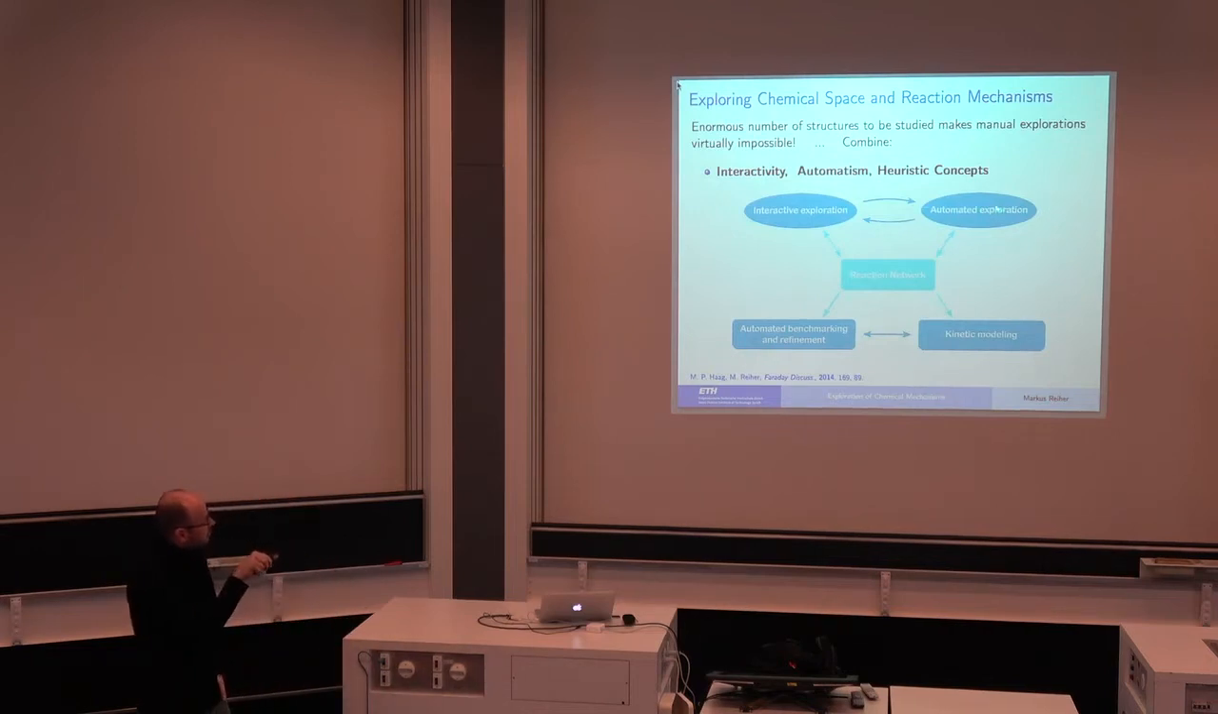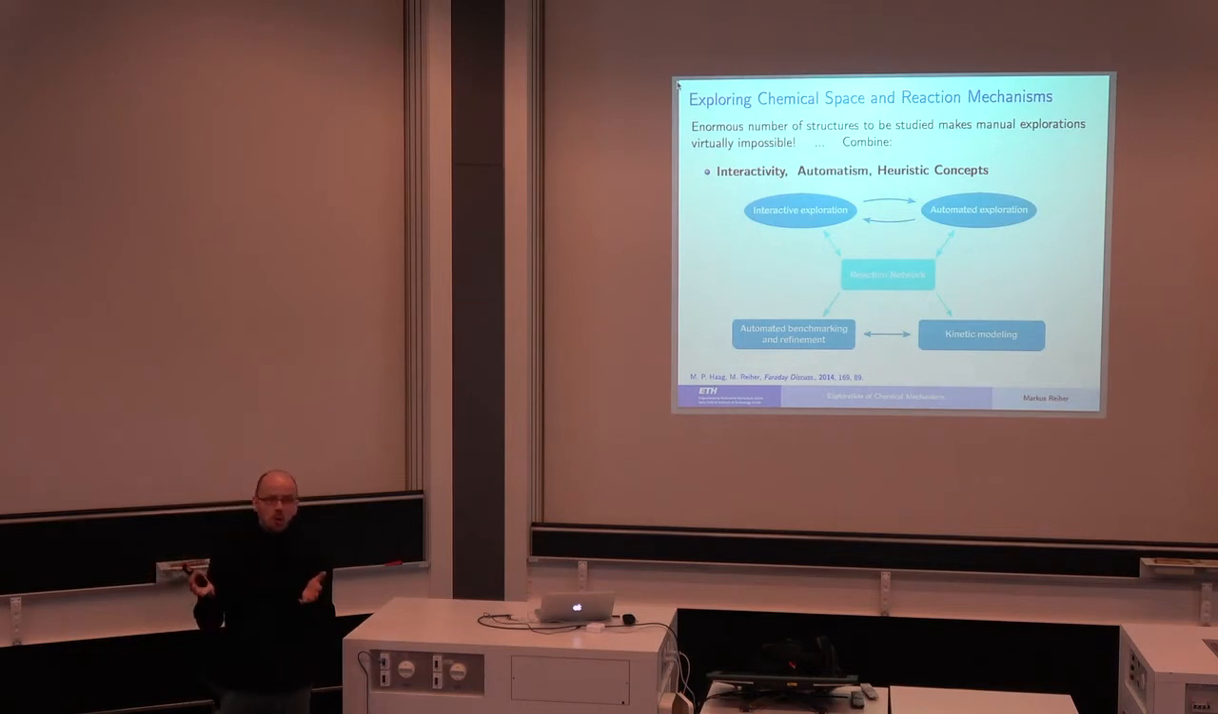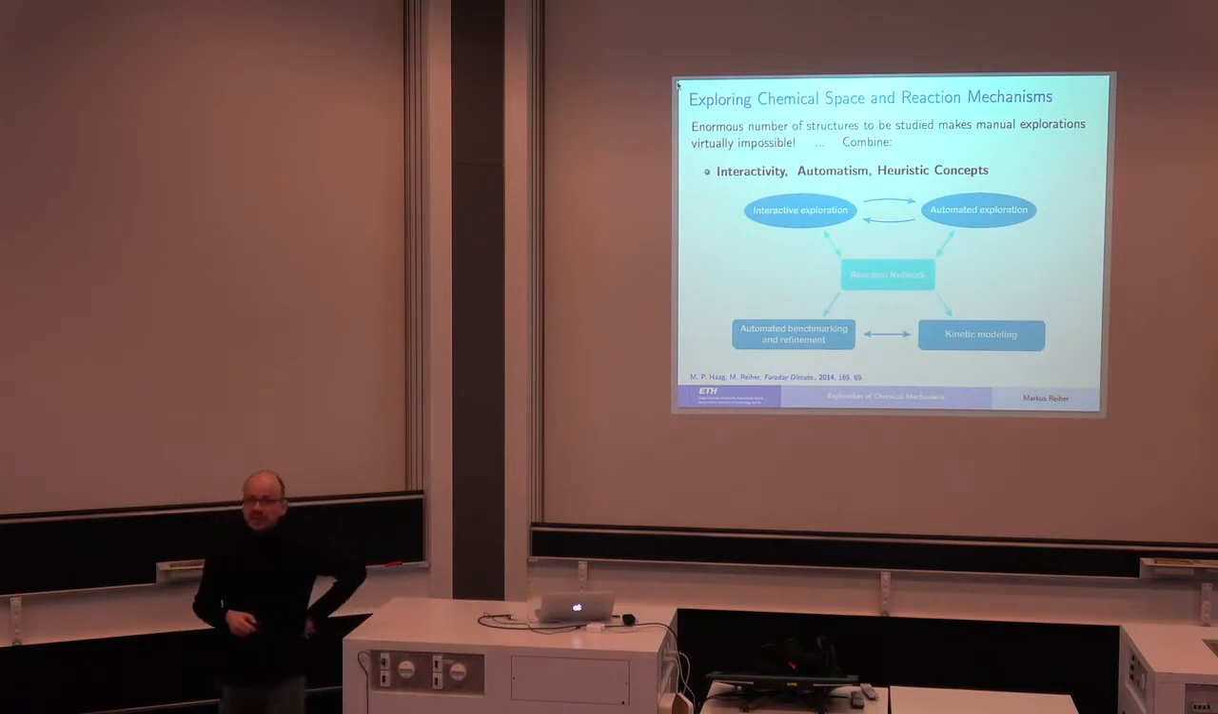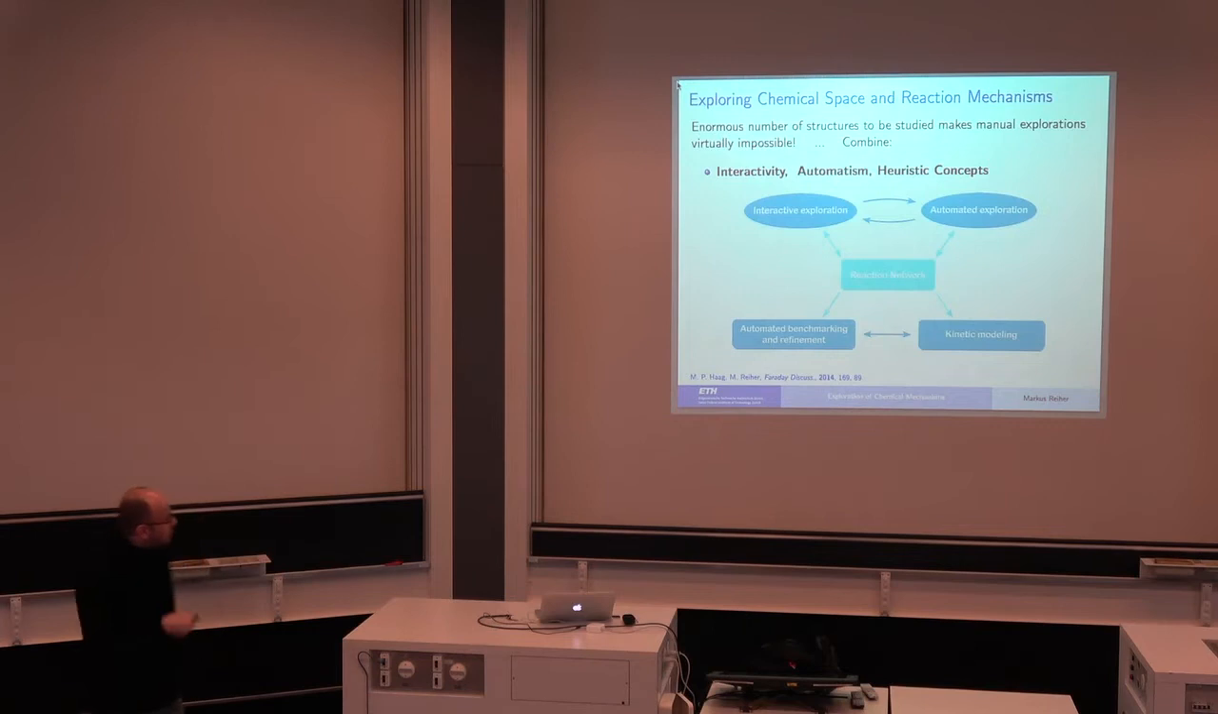Both kinds of exploration, I will give you all the details on the slides to come, store their data into a reaction network. And that reaction network basically maps out all the understanding that you have of a certain chemical process. And of course, you would like to understand how accurate the data that you're storing actually is. And so we have automated benchmarking and refinement steps for the network until we reach a point where we can do kinetic modeling. And let me walk you through the different steps.